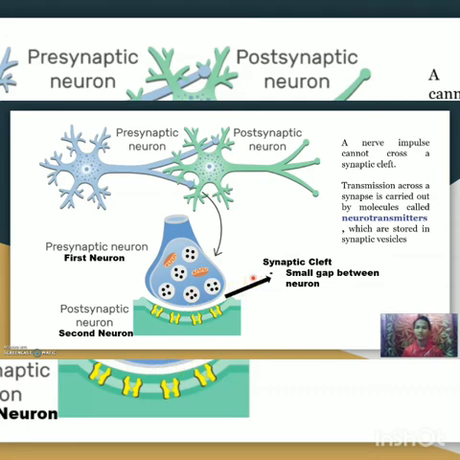The nerve impulse cannot cross the synaptic cleft. So transmission across a synapse is carried out by molecules called neurotransmitters, which are stored in the synaptic vesicles.